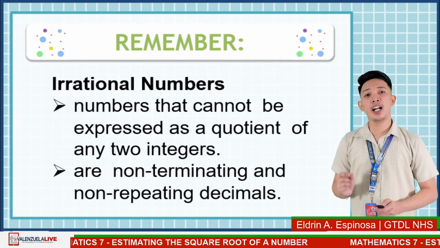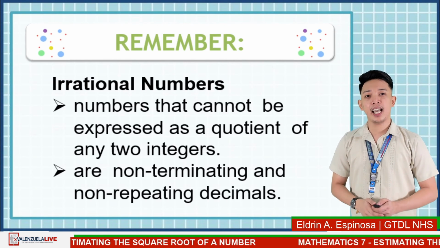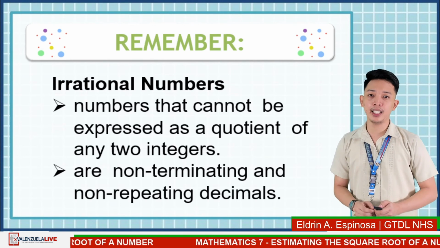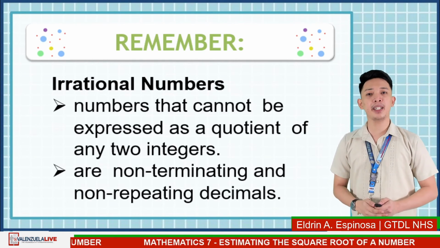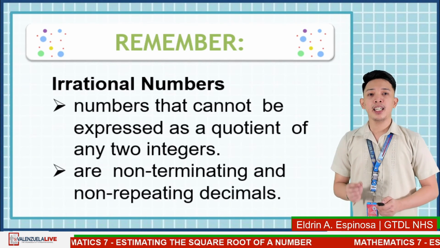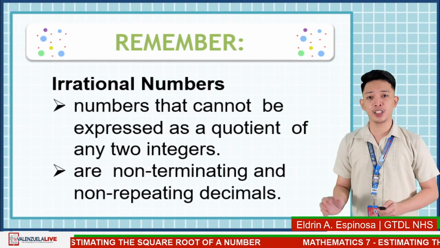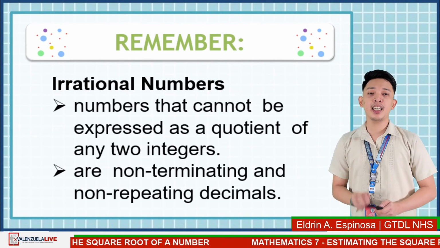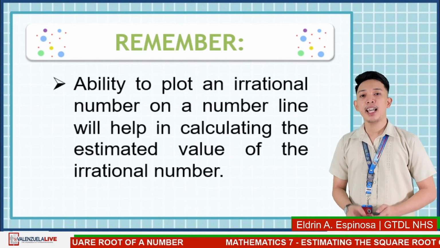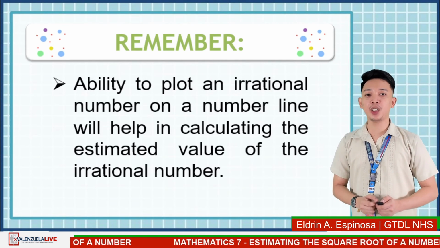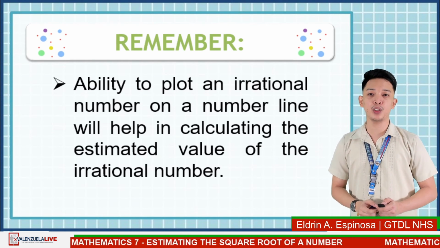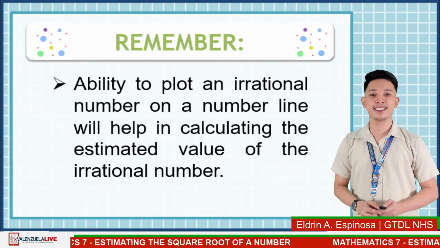Irrational numbers are numbers that cannot be expressed as a quotient of any two integers, and their nature as decimals is that they are non-terminating and non-repeating. Thus, this place value never ends. So what we do is just give the approximate value. The ability to plot an irrational number on a number line will help in calculating the estimated value of the irrational number.